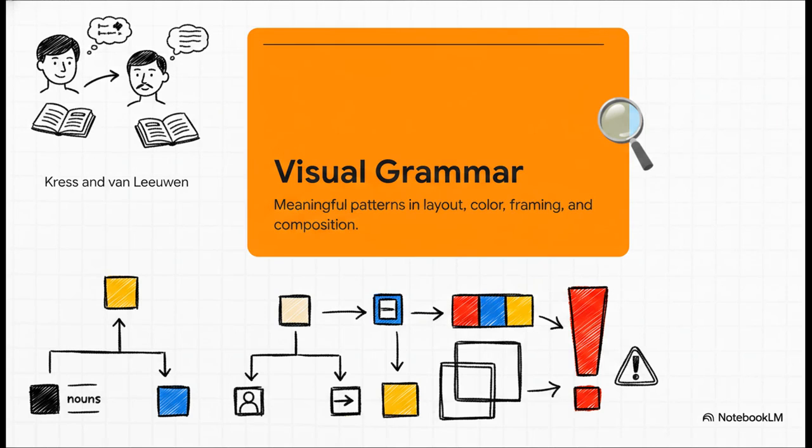But to really master this concept, we have to look at the work of scholars Kress and Van Leeuwen. They argue something really fascinating. Visual communication actually has its own strict grammar. Just like the spoken sentences I'm using right now have nouns and verbs, visuals have meaningful patterns in their layout, their color, their framing, and their composition. This means we actually need to study visual design as a serious, structured form of meaning-making.